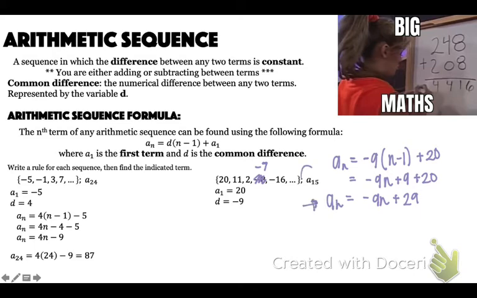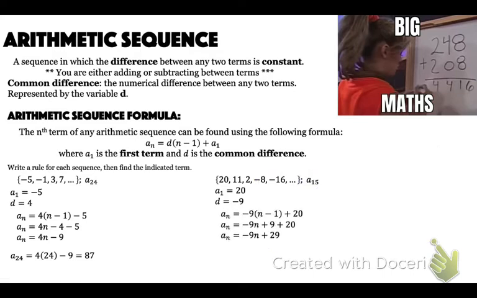And then I want to find the 15th term, so I'm going to plug 15 wherever there's an n. So a sub 15 equals negative 9 times 15 plus 29, which I'm going to use a calculator for, negative 106. Cool. Perfect. That should have been a 7, not an 8.